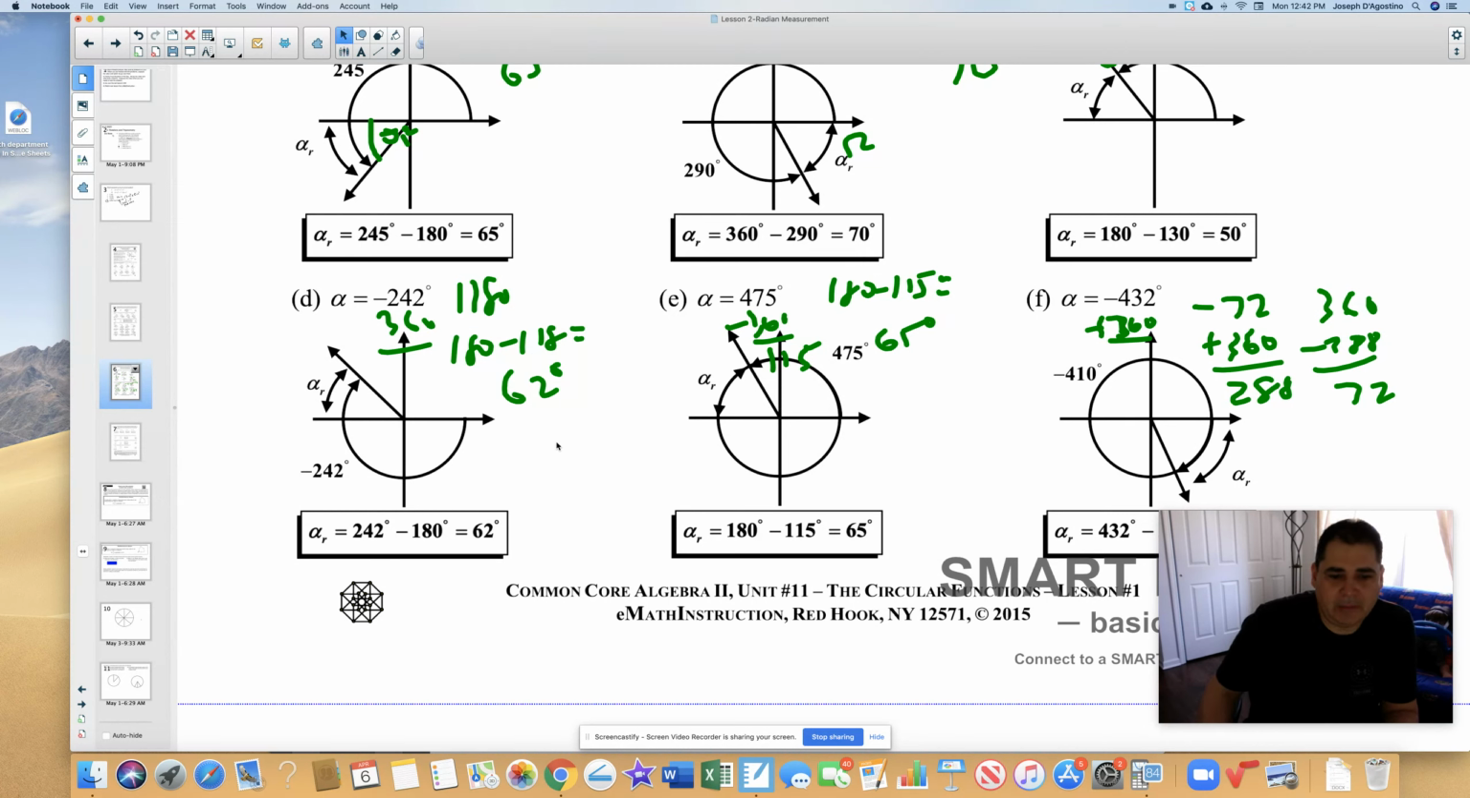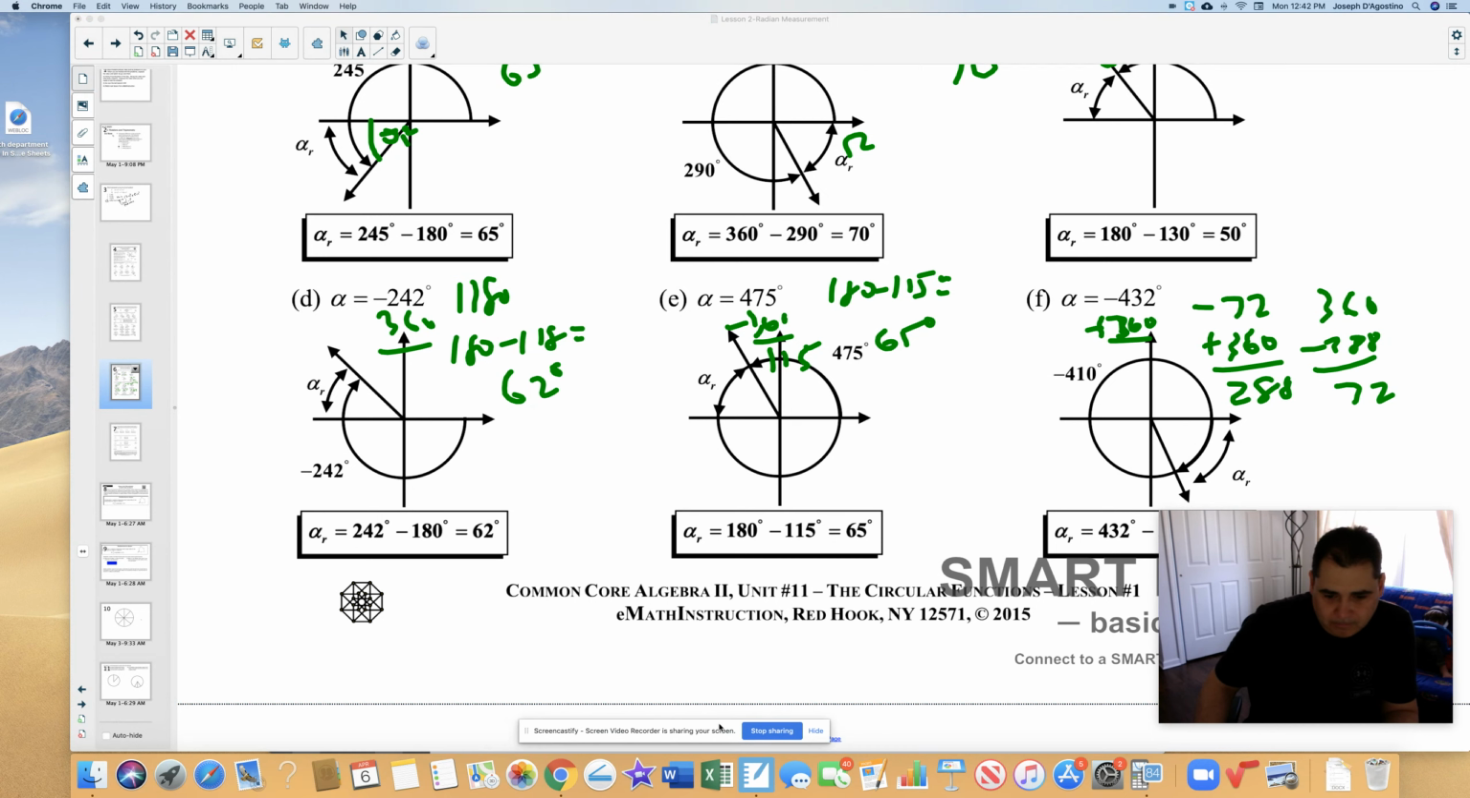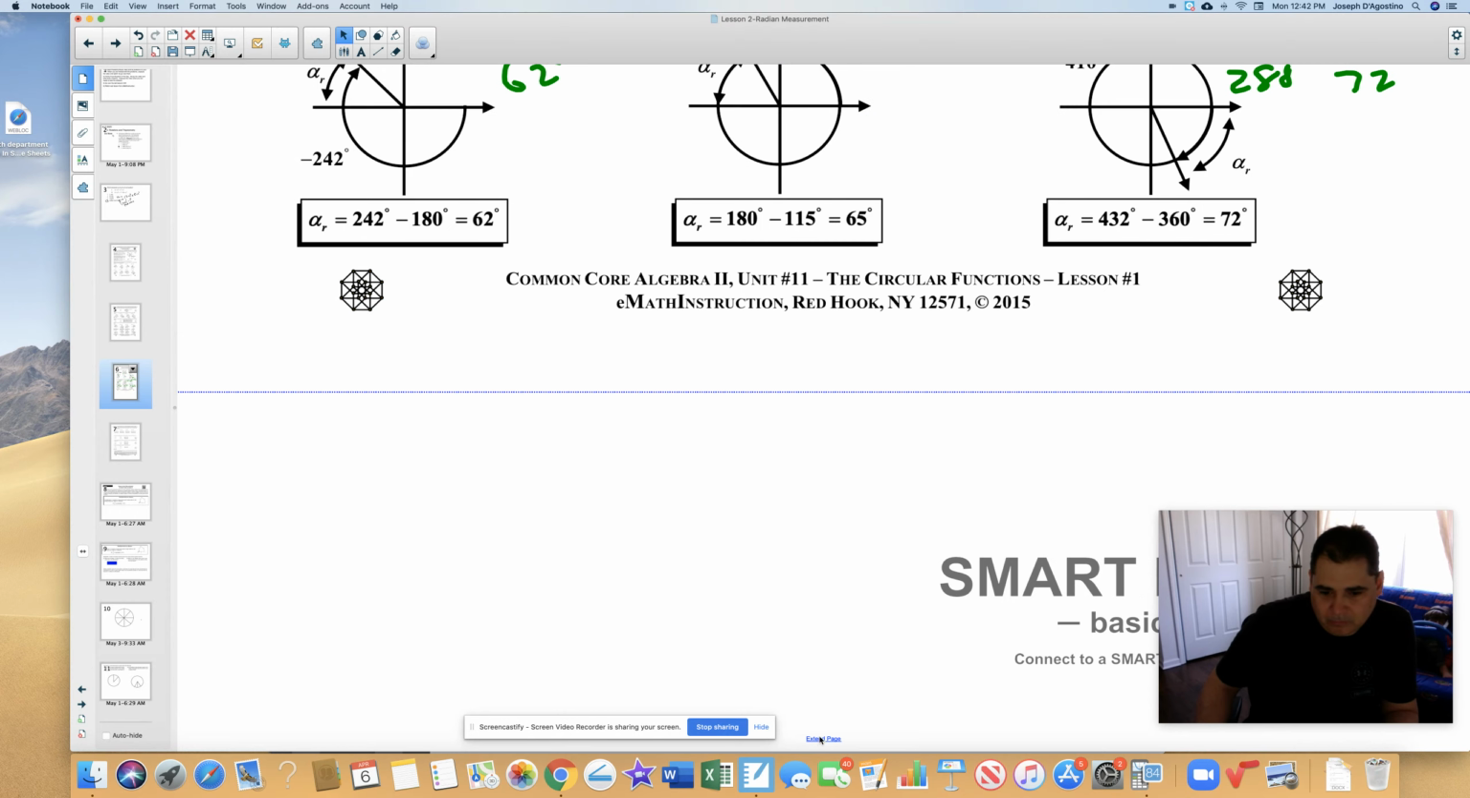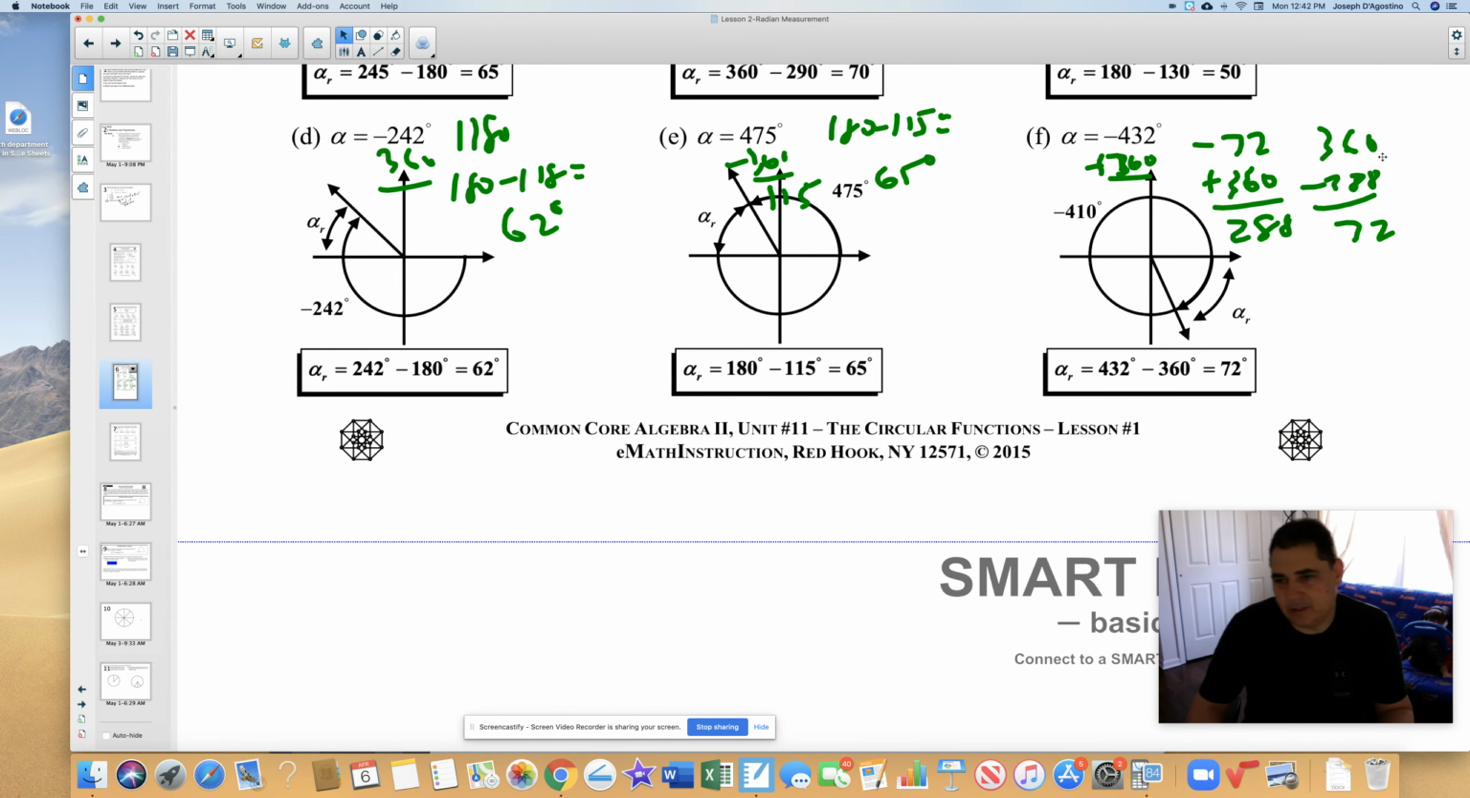So let me just recap what I did here. I added 360 until I got an angle that's positive between 0 and 360. So when I added 360 the first time, I got negative 72. I added 360 again and I got 288. That's in the fourth quadrant.